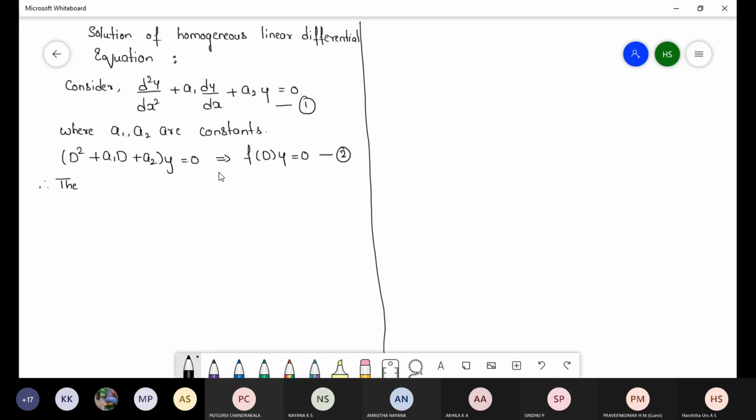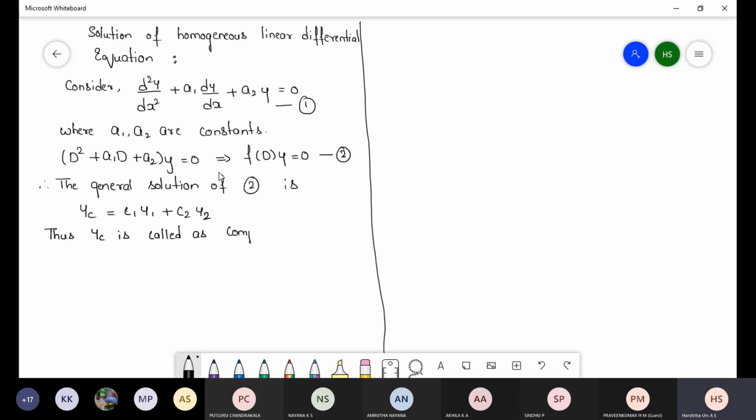Therefore, the general solution of equation 2 is yc is equal to c1 y1 plus c2 y2. Thus, yc is called the complementary function.